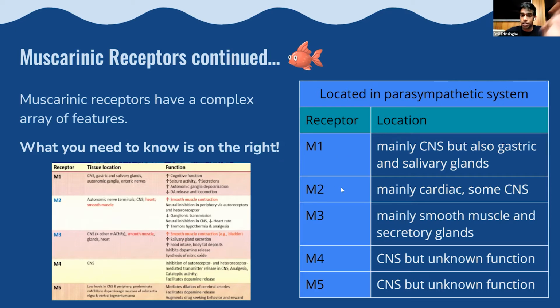But what you really need to know is on the right, which is that M1 receptors are mainly found in the CNS, M2 are mainly found in the cardiac tissue, M3 is mainly found in the GIT, or this smooth muscle, and then M4 and M5 are found in the CNS. A nice way to remember this is that as you go down from M1, M2, M3, you go down from the body, the brain to the heart to the gut. So that's how it's going down.